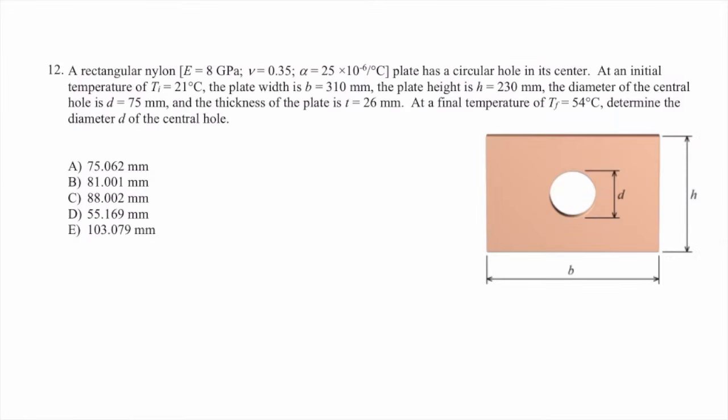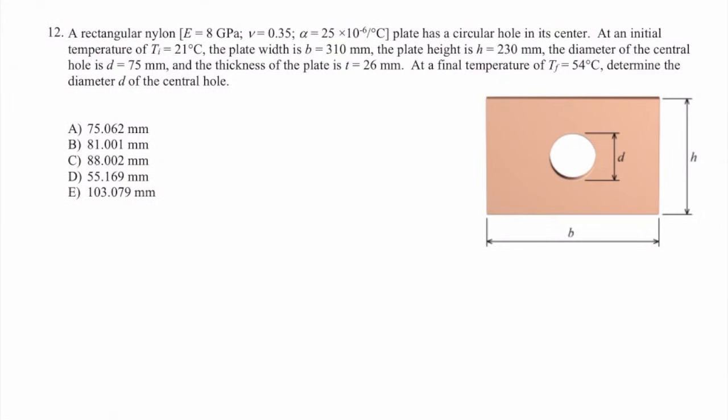A rectangular nylon plate with a modulus of elasticity equal to 8 gigapascal, the Poisson ratio of 0.35, and the coefficient of thermal expansion equal to 25 times 10 to the minus 6 has a circular hole in its center. At an initial temperature of 21 degrees, the plate width is 310 millimeter. The plate height is 230 millimeter. The diameter of the central hole is 75 millimeter. The thickness of the plate is 26 millimeter. So lots of information. At a final temperature of 54, determine the diameter of the central hole.